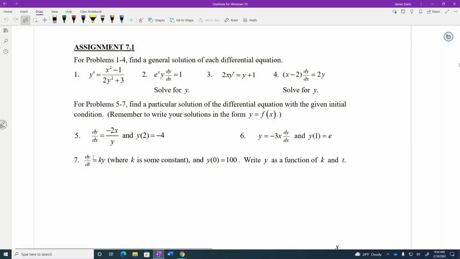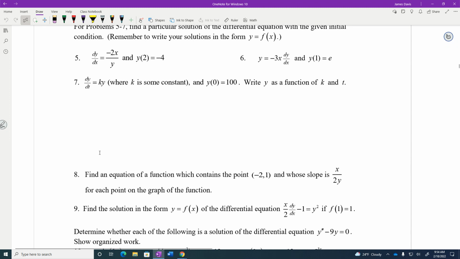Alright. So first thing we want to do is separate the variables. So this becomes 1 over y when we divide, and then just k dt. K is just a constant. And then integrate. The integral of 1 over y is the natural log of y. And this is just going to be kt plus c.